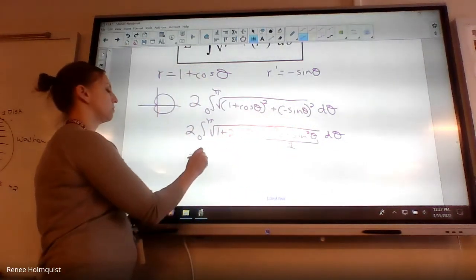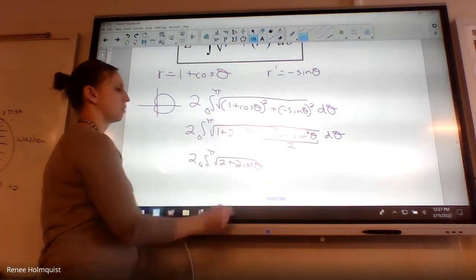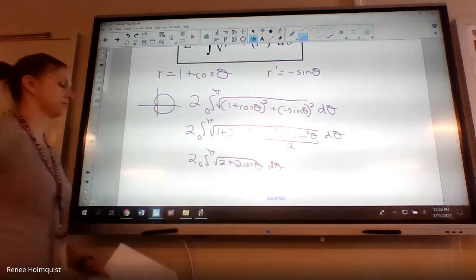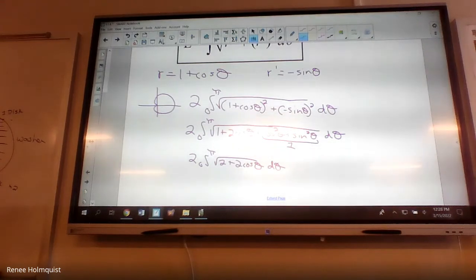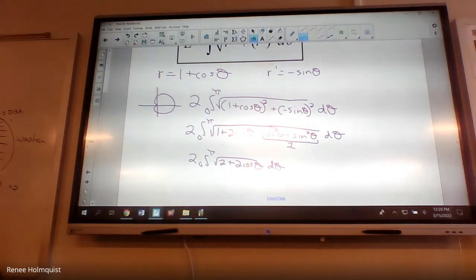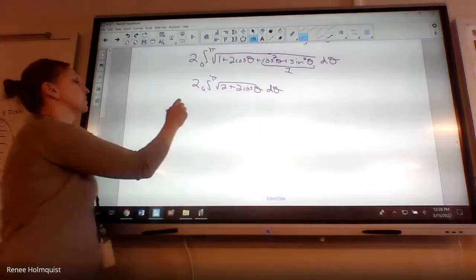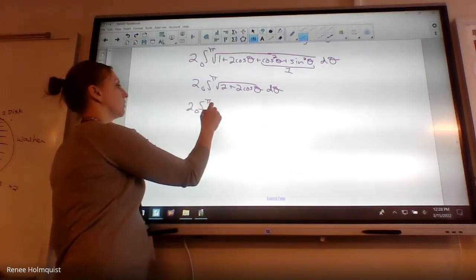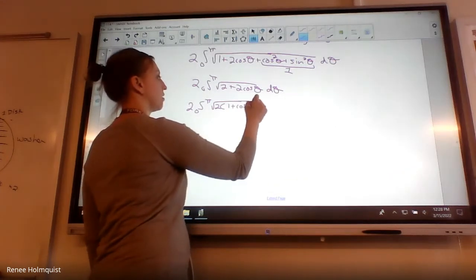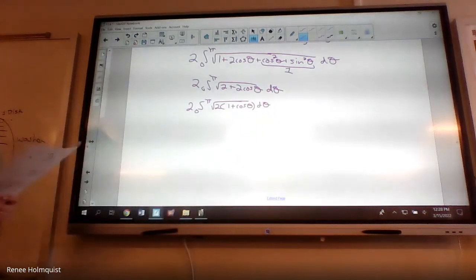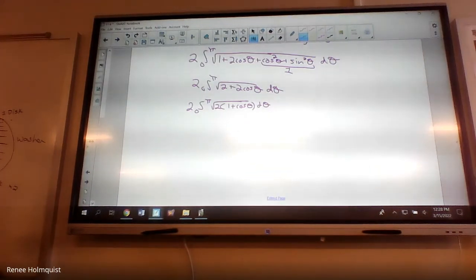So this is 2, 0 to pi. This would be 2 plus 2 cosine then, d theta. Now, for simplicity, I'm going to factor out the 2. It's still under the square root currently, but it's 2 and then 1 plus cosine theta, parentheses, d theta. Back to 1 plus cosine.